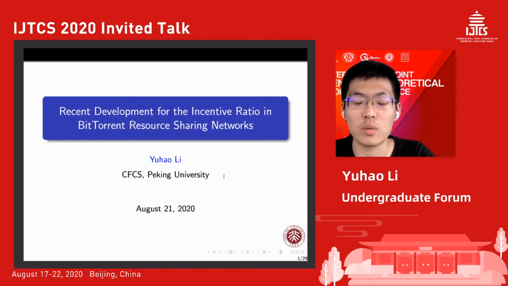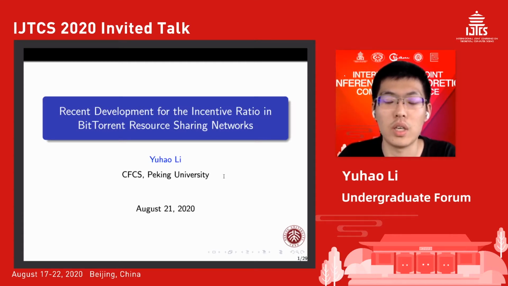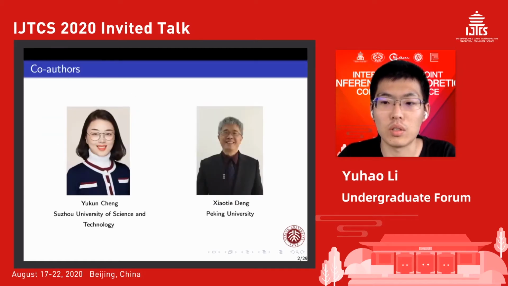I'm very honored to be here to present some of our new results, the recent development for the incentive ratio in BitTorrent resource sharing networks. The joint work is with Professor Yu Cheng from Suzhou University of Science and Technology and Professor Xiaotie Deng from Peking University.